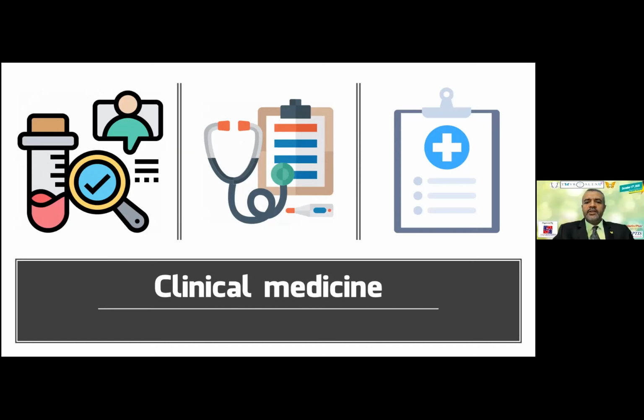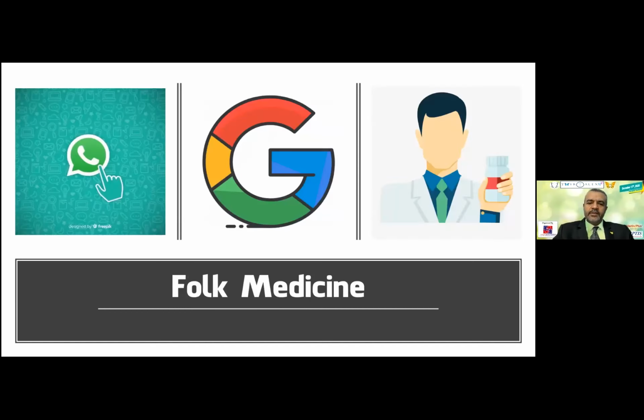However, currently we have a parallel line of medicine, which we may call the folk medicine. So in Egypt, the folk medicine depends on 3 pillars, at least currently, this is my view. The first is the pharmacist. So we have many pharmacists or those who work in a pharmacy that dare to diagnose and prescribe medications to patients who are actually satisfied with the advice of a pharmacist.